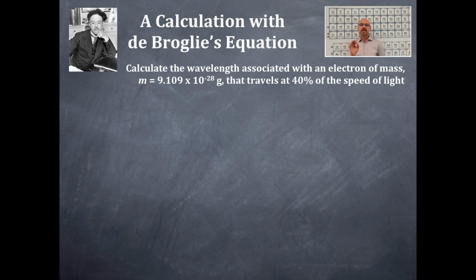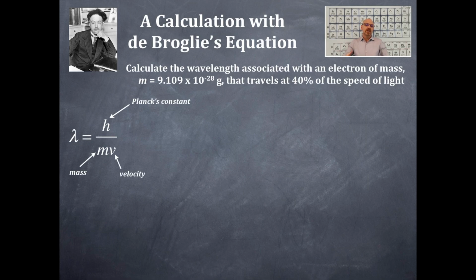It says, calculate the wavelength associated with an electron of mass m equals 9.109 times 10 to the negative 28 grams that travels at 40% the speed of light. So we need to know which equation we're using. We are using de Broglie's equation, which is wavelength is equal to Planck's constant divided by mass times velocity.